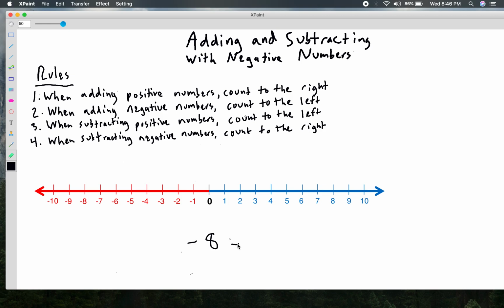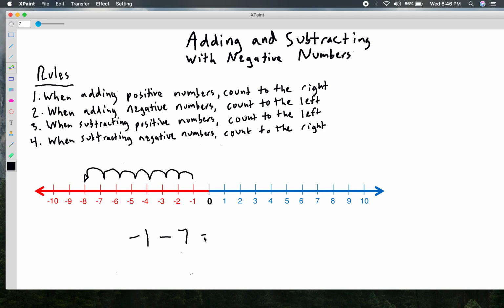What happens if I have negative 1 minus 7? Well, I'm at negative 1 here, and when subtracting positive numbers, count to the left. 1, 2, 3, 4, 5, 6, 7.